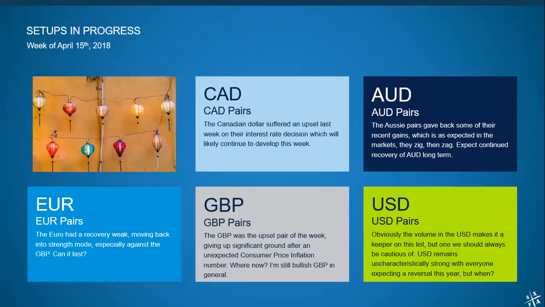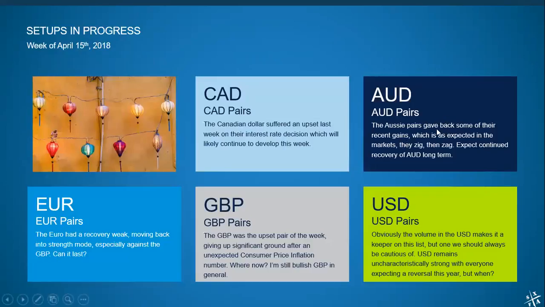So what I do is I look at all these charts, make my analysis, my evaluation, and then I jot some notes on this slide. And of course, I forget to update the date. This should say week of April 22nd. Apologies for that. Of significance this week is, as mentioned, the Canadian dollar did suffer that upset based on the interest rate decision, and that will likely continue to develop for the week. So we're going to be keeping a close eye on the Canadian pairs for any opportunities.